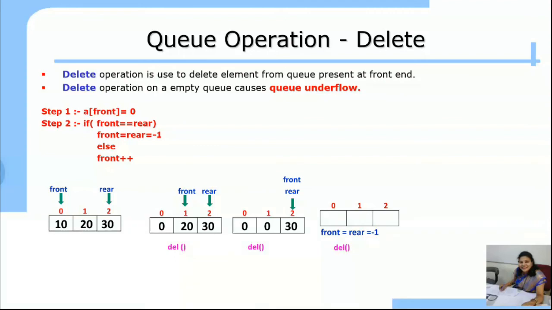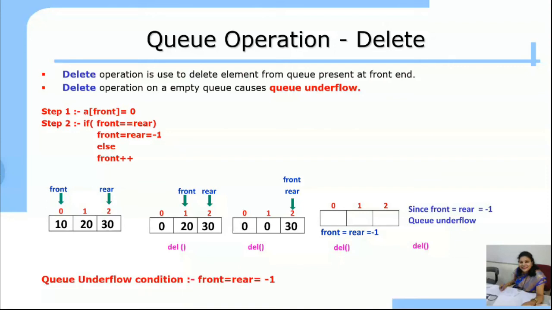If I want to perform delete again, a 4th time, can I perform the delete operation on this queue? No. Why? Because the queue is already empty. We can't perform the delete operation. But if I try to delete an element from the empty queue, what will it cause? It will cause queue underflow. See, I called the delete function the 4th time, so I get the message, since front is equal to rear is equal to -1, queue underflow. So the queue underflow condition is front is equal to rear is equal to -1.